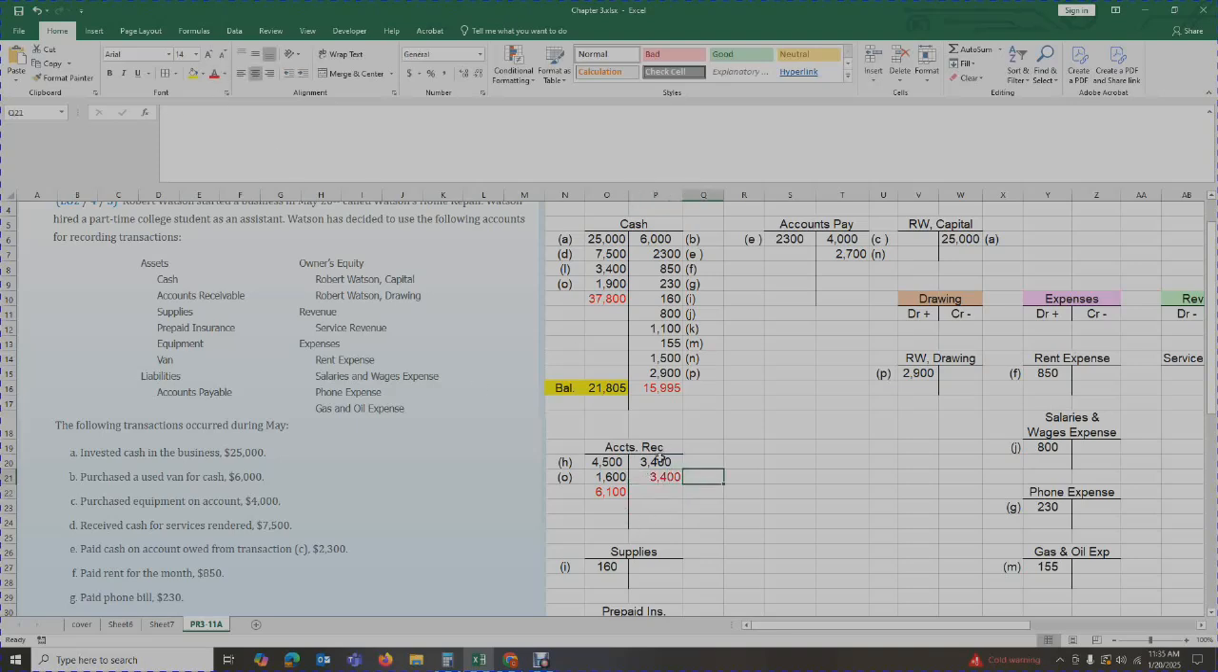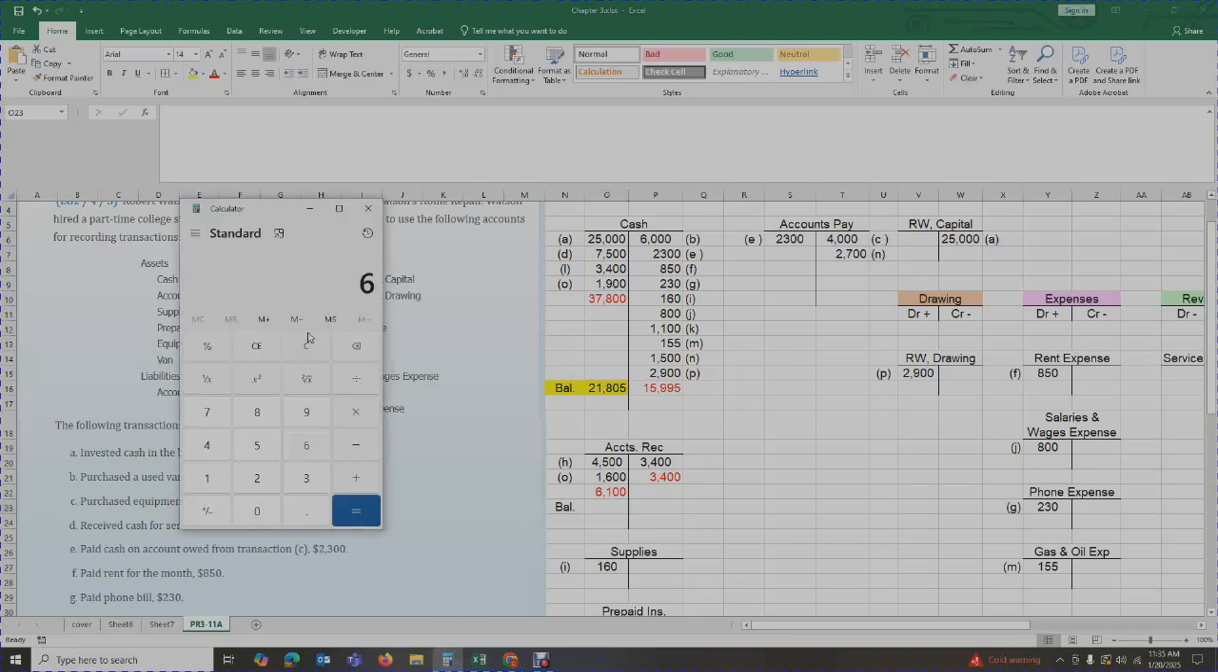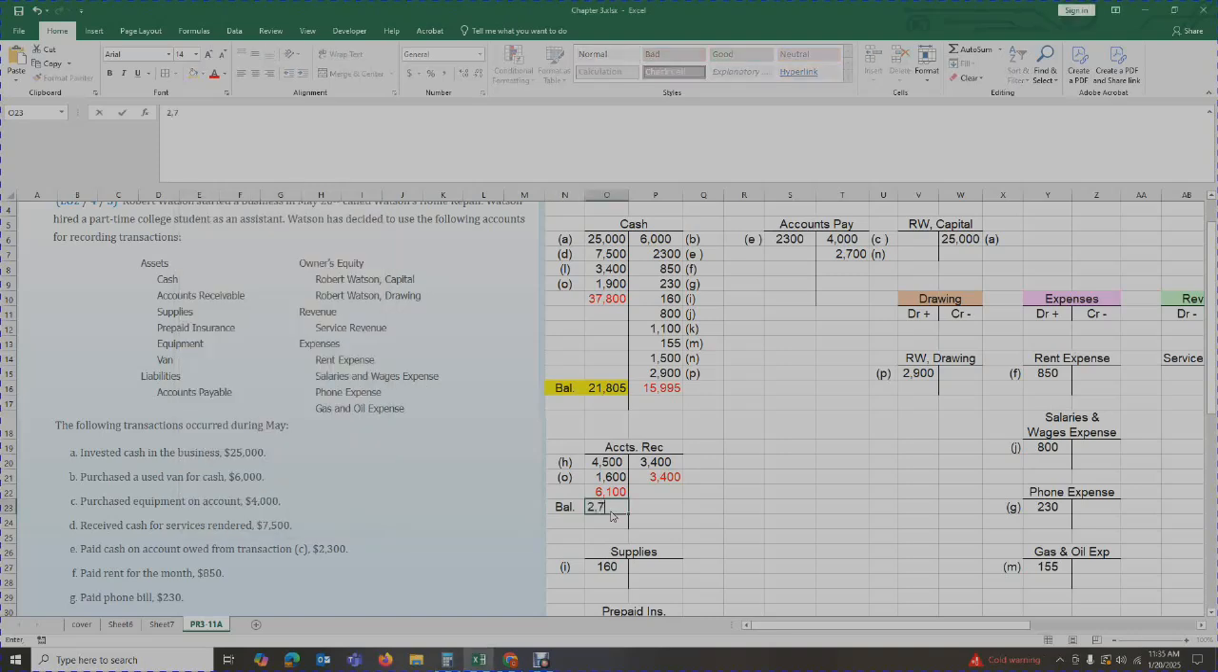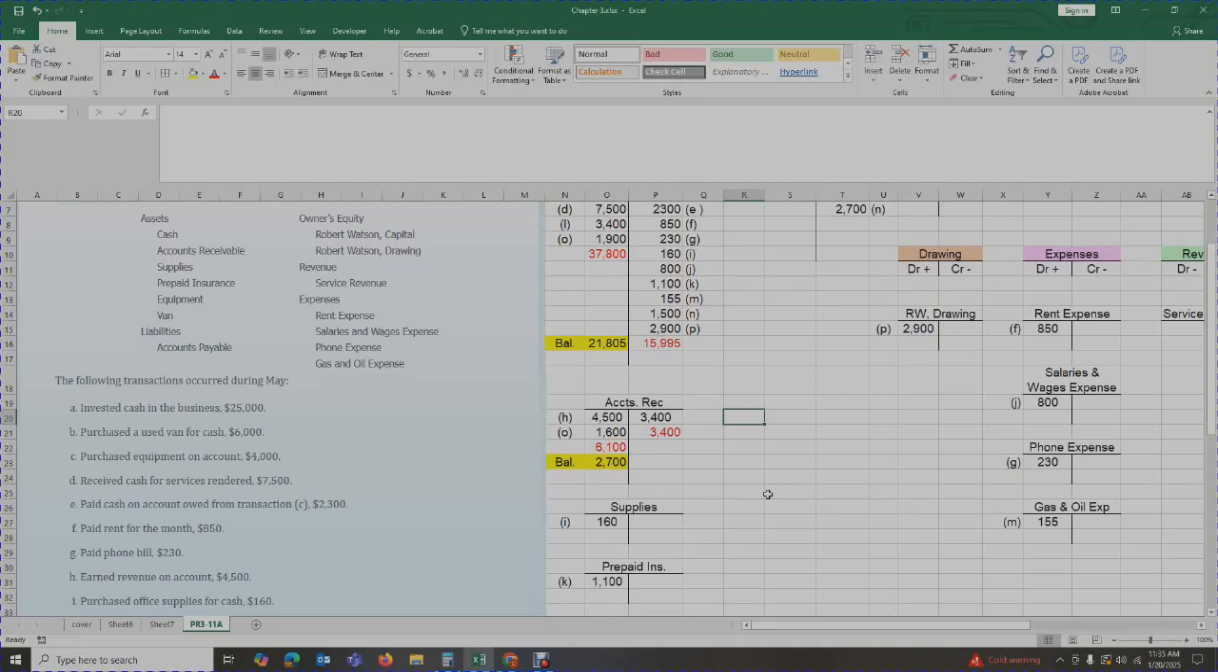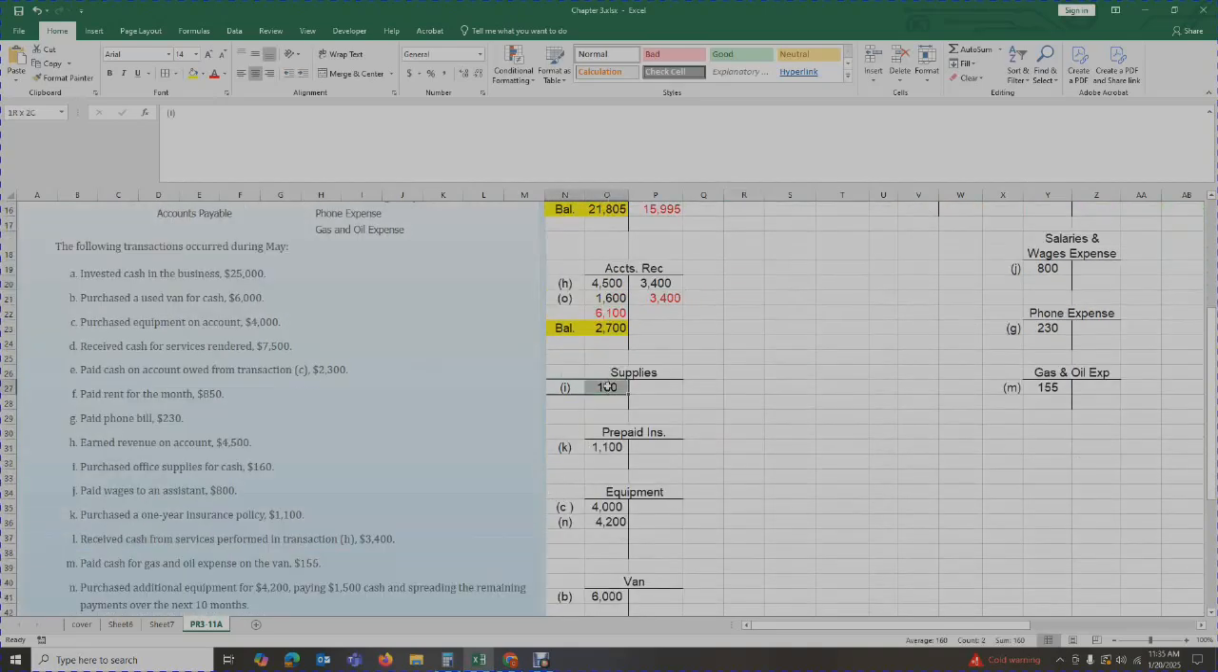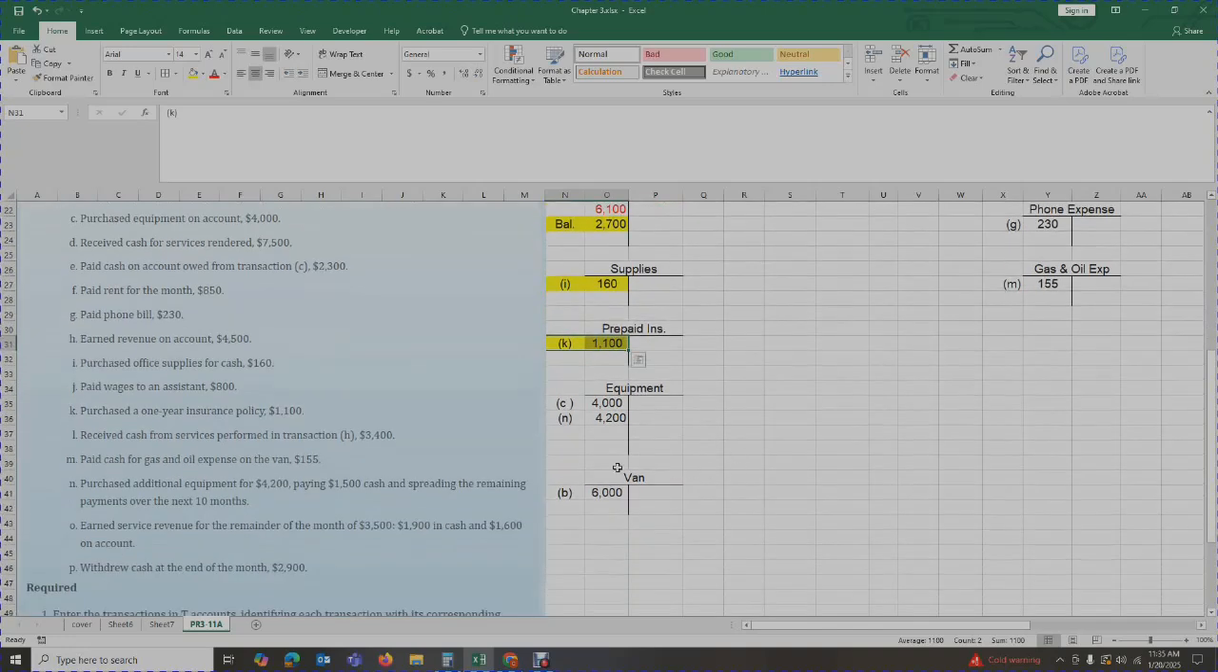Now, remember, if it's an asset account, the balance should be on the debit side. So I'm going to do the 6,100 minus the 3,400. That's going to give me an ending balance of $2,700. So that is my balance for my accounts receivable. Supplies, I only have one, so that is my balance. I don't have to do any math. Prepaid insurance, I only have one. I don't have to calculate the balance. That is the balance.